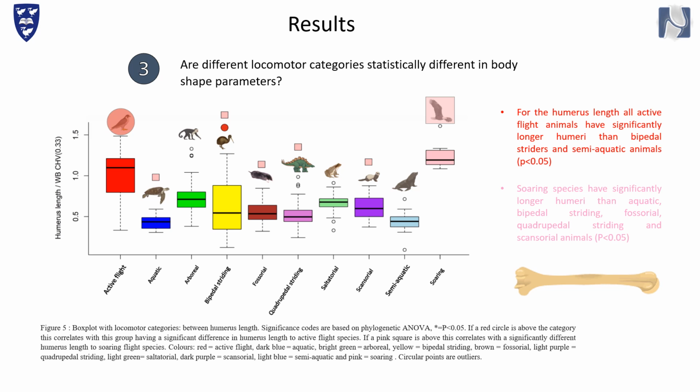In front of you, you have a graph of the humerus length of different animals regarding different locomotor types. Anything with a red circle above it is significantly different to active flight animals, and anything with a pink square above it is significantly different to soaring animals. For example, you'll find that flying animals tend to have a relatively long humerus, while aquatic and semi-aquatic animals have a short humerus. So identifying significant differences between locomotor type and ecological niche may allow quantified body shape analysis to be applied to extinct species for the prediction of ecology when behaviours cannot be directly preserved.